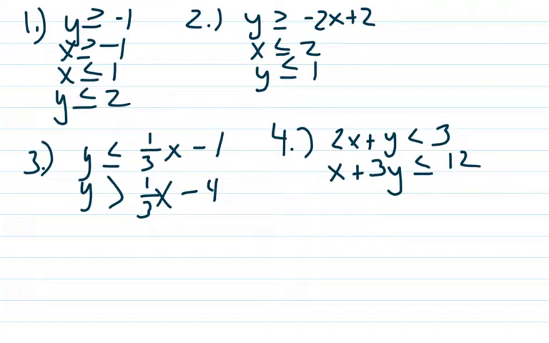Number 2, y is greater than or equal to -2x plus 2, x is less than or equal to 2, and y is less than or equal to 1. Number 3, y is less than or equal to 1/3 x minus 1, and y is greater than 1/3 x minus 4. And number 4, 2x plus y is less than 3, and x plus 3y is less than or equal to 4. So pause the video, check these problems out, do them out on your own, and unpause the video to check your work.